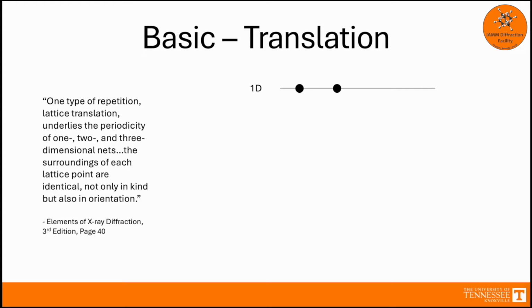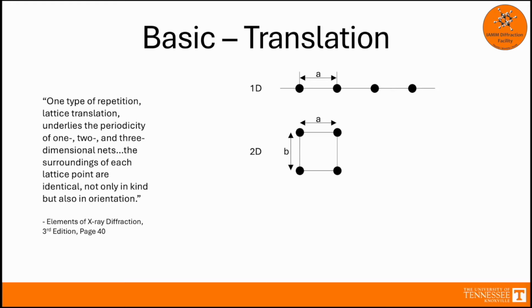So in one dimension, let's pretend that we have these two dots. We will pretend that they are atoms, and they're separated by some distance a. Now if we take these two atoms and then shift them by that a distance over and over again, we start to make this 1D array of atoms through translation.